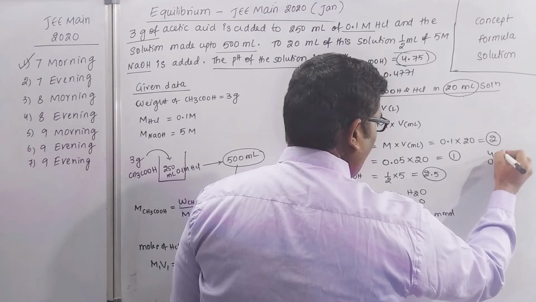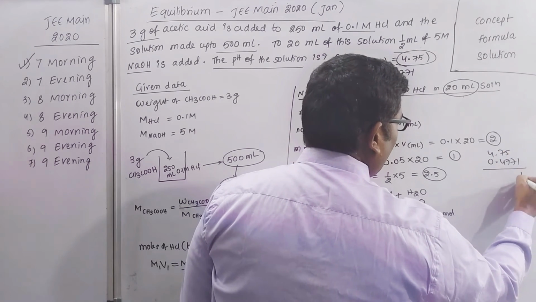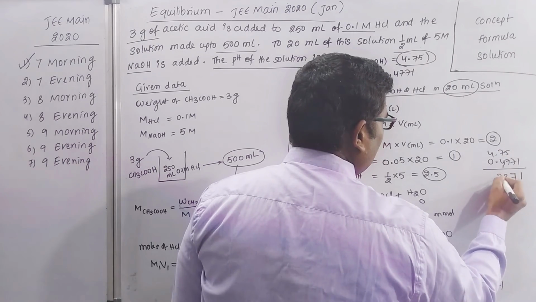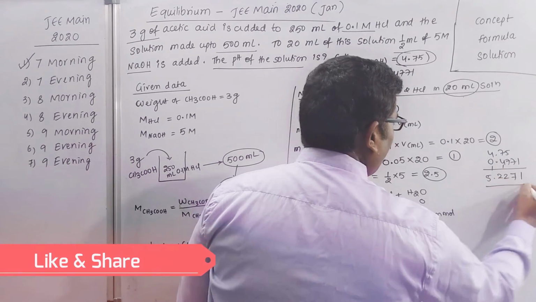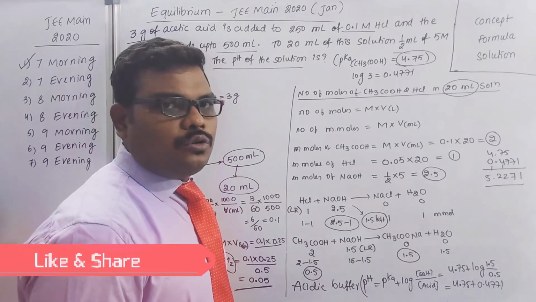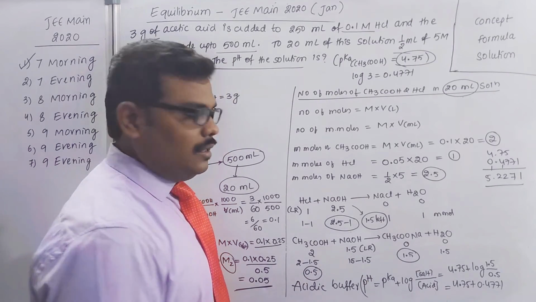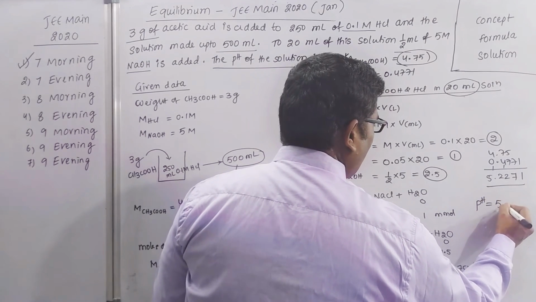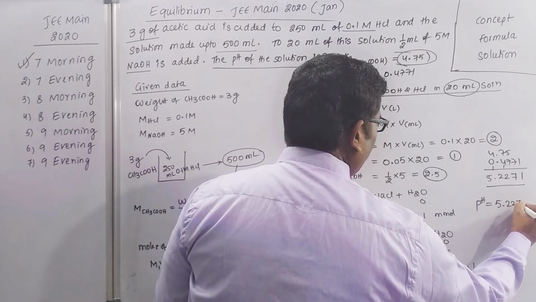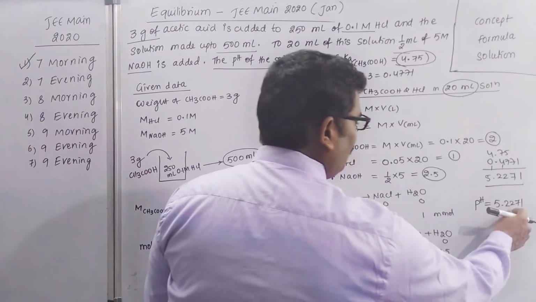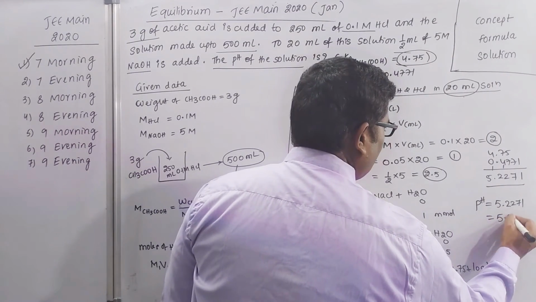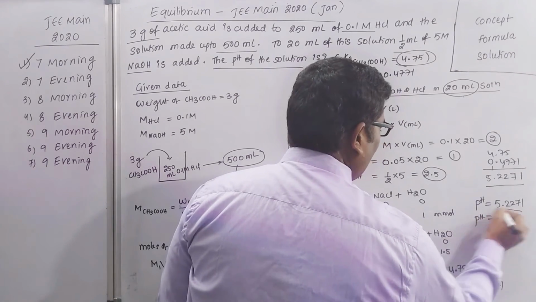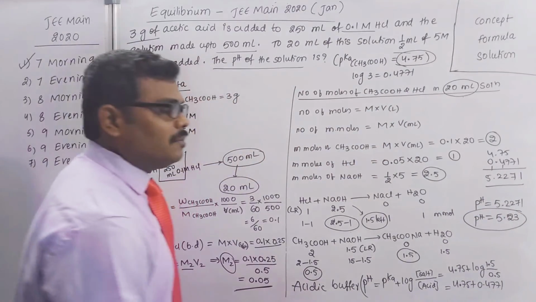0.4771 plus 4.75 gives 5.2271. Therefore, what is the pH of the solution here? 5.2271. But in numericals we can write only 2 decimal places, so you can round this off to 5.23. The pH of the solution is 5.23.